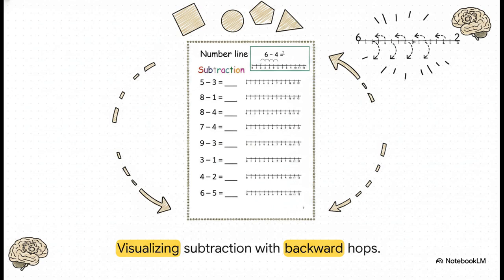Now, what's really interesting about this slide is the top right corner of our second source document, the subtraction worksheet. Right above the equation 6 minus 4, sitting on the 0 to 12 number line, someone has literally drawn out the mechanical action for the student. You start right at the 6, and you make 4 distinct, hand-drawn hops moving backward to the left. It's a perfect visual recipe for the operation.